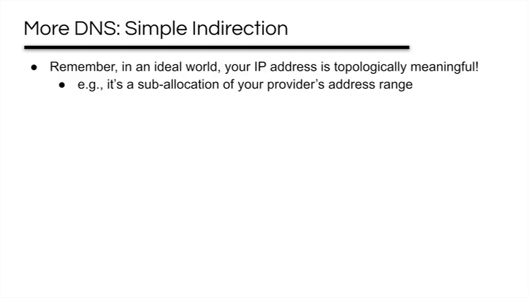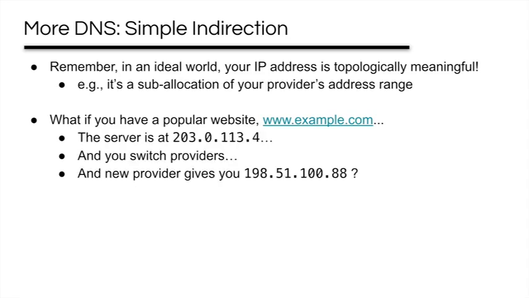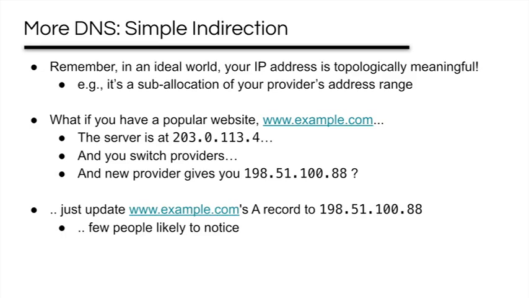So starting with a really simple example, you might imagine you have some website and it maps to some address that was given to you by your provider. But imagine that you switch providers, and in order to not break aggregation, your new provider gives you a new address from their prefix. And if users were using these addresses directly, this would be a real pain, right? They'd need to change all their bookmarks or remember a new address to type in or something. But with DNS, all you need to do is update the A record for www.example.com to the new IP address, and most users will probably never even notice.